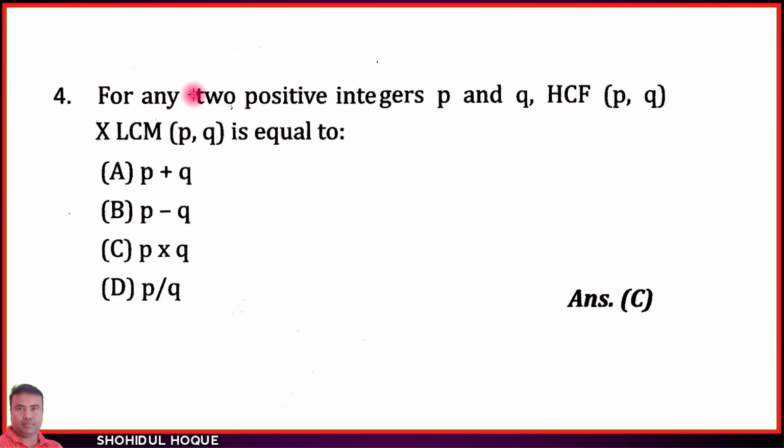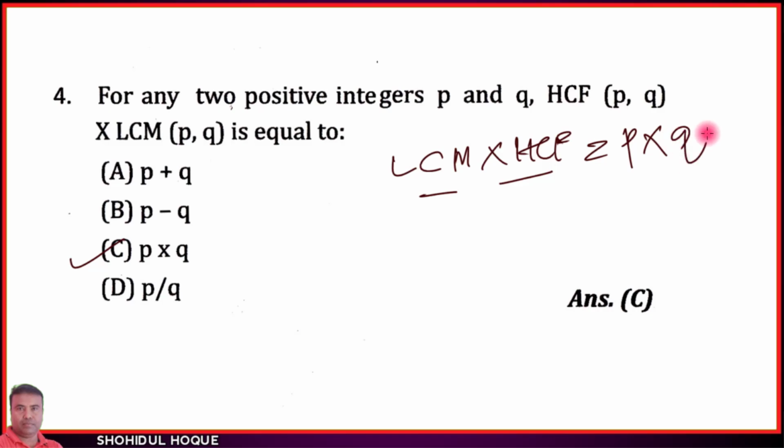Next question number 4. For any two positive integers p and q, HCF of p and q into LCM of p and q is always equal to option A p plus q, option B p minus q, option C p into q, option D p divided by q. Correct option C, p into q. Remember, the LCM into HCF of any two numbers is always the product of those two numbers. Suppose that the two numbers are p and q.